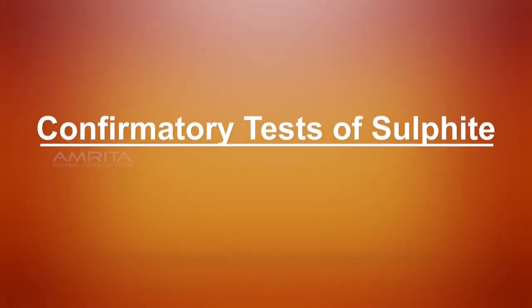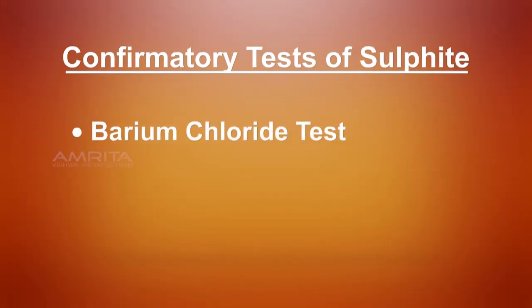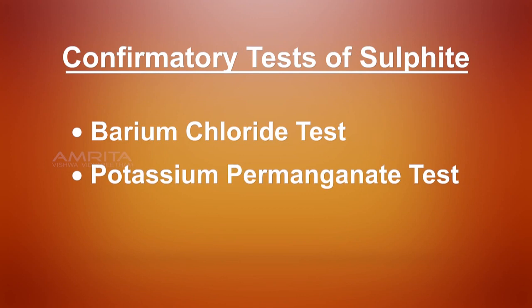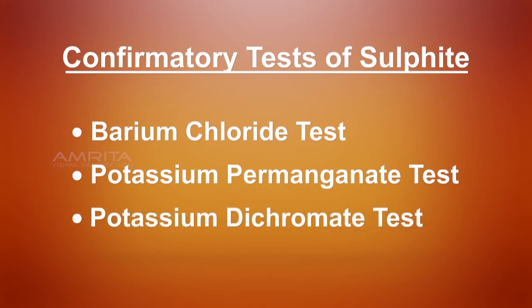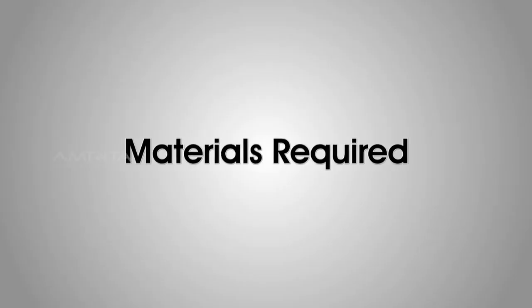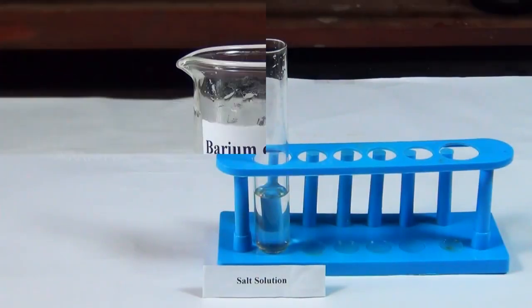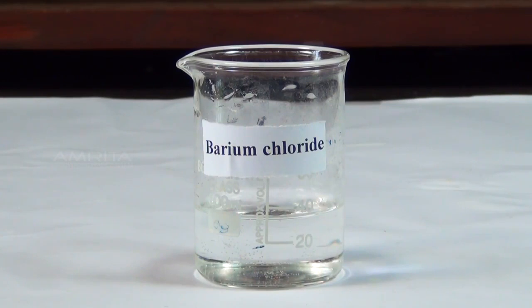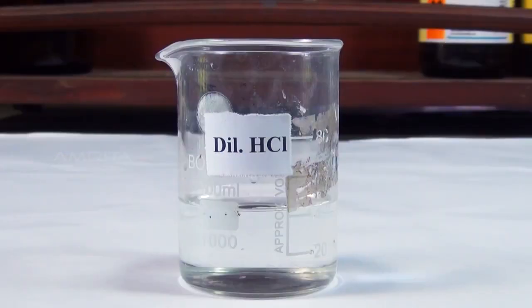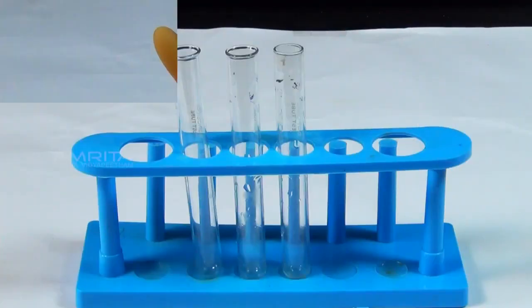Next, we look at the confirmatory tests of sulphite. The confirmatory tests are barium chloride test, potassium permanganate test, potassium dichromate test. Barium chloride test. Materials required: aqueous solution of the salt, barium chloride solution, dilute hydrochloric acid, test tubes and droppers.